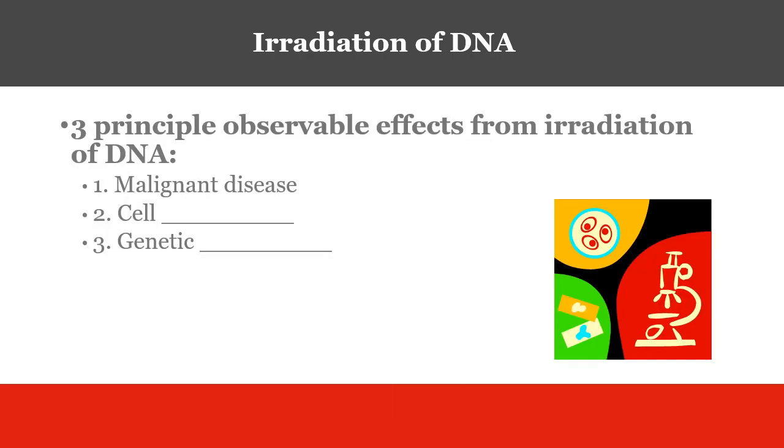Irradiation of DNA is going to result in 3 observable effects in humans. This is within a person now. We're not looking under a microscope anymore. It can cause malignant disease, which means cancer. The second thing is cell death. And the third thing would be genetic effects. So let's talk about those a little bit further. Malignant disease, like I said, was cancer.